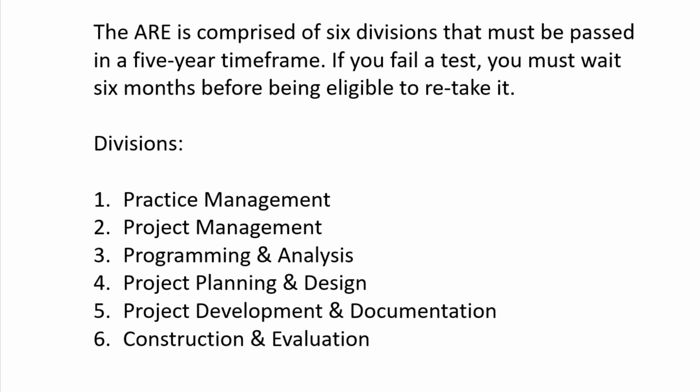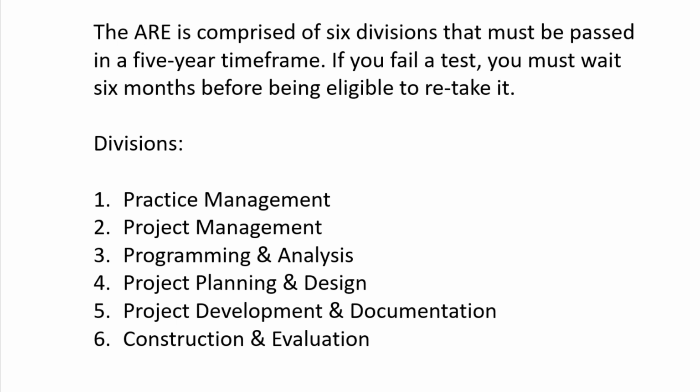The ARE, Architectural Record Exam, is actually comprised of 6 divisions that must be passed in a 5-year time frame. You've got 6 tests, and from the moment you start taking test number 1, you've got 5 years to pass all these things. If you fail one of your tests, you can retake it, but you've got to wait 6 months before being eligible to retake it.